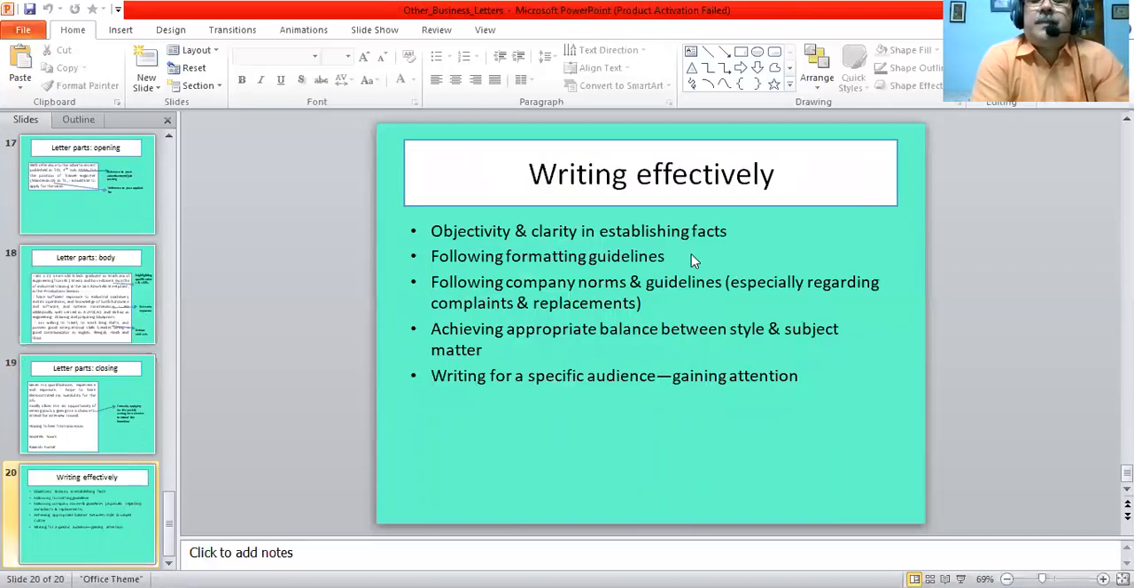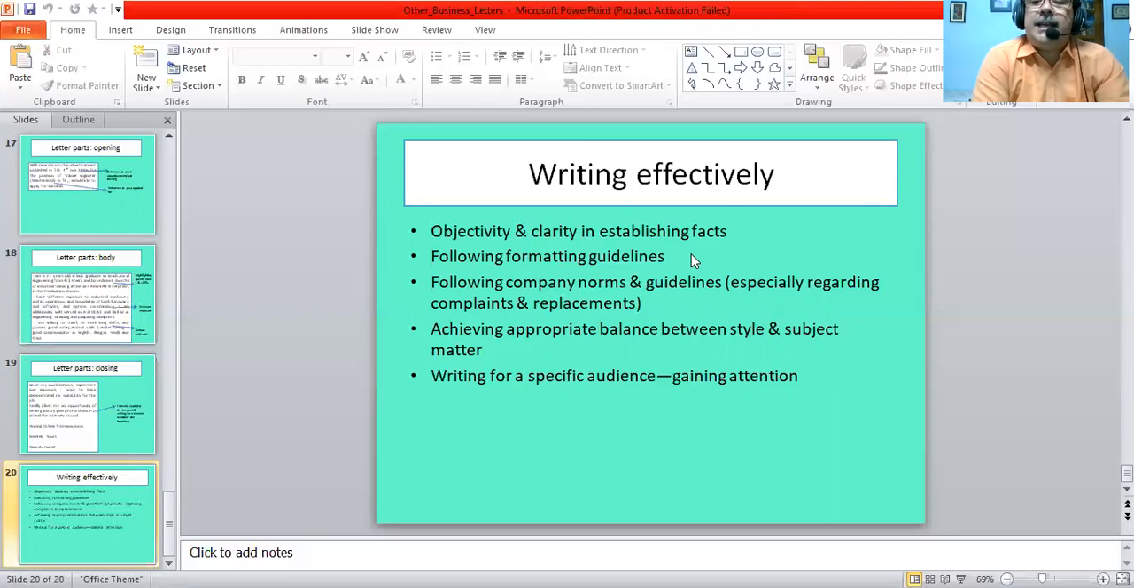Now, obviously, what is very important in writing these letters is the objectivity of approach and clarity of details and outlook in establishing all the facts. Also to follow the formatting guidelines that are given very carefully. Also to follow company norms and guidelines, especially regarding the settlement of claims in complaint and adjustment letters. Also achieving a kind of appropriate balance between the style and the subject matter. This is very, very important.